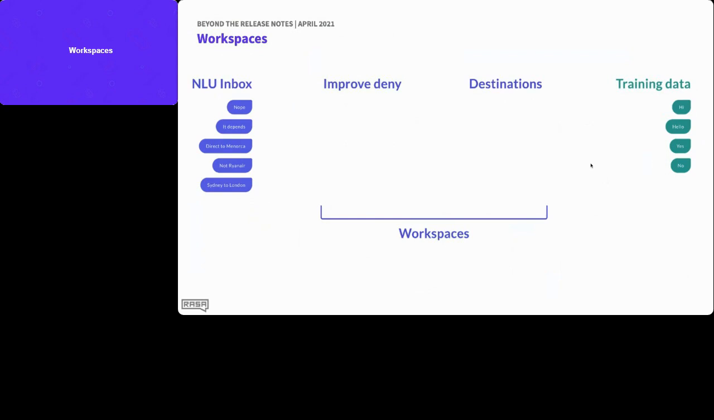And so the model that happens is any single NLU example in workspaces can only be in one place at one time. So if you see on the left here, I have a list of messages in Rasa X's NLU inbox. I have two workspaces that I could put things in that I've maybe named after improve denied, as I may be intending to improve an intent that I have there. Destinations might be an entity that I'm working on also improving. And then you can see some items in my training data there.